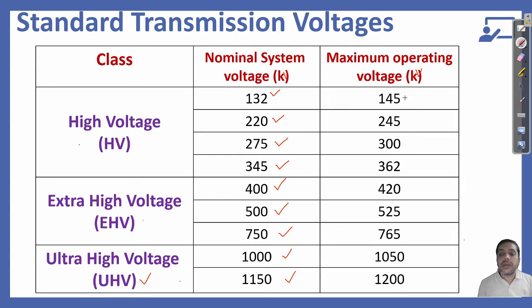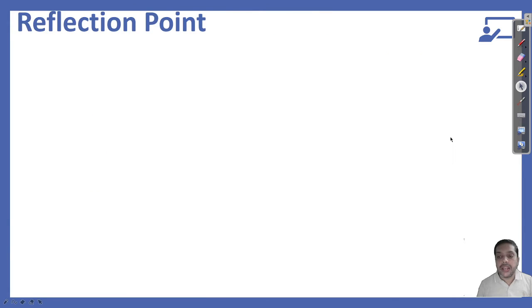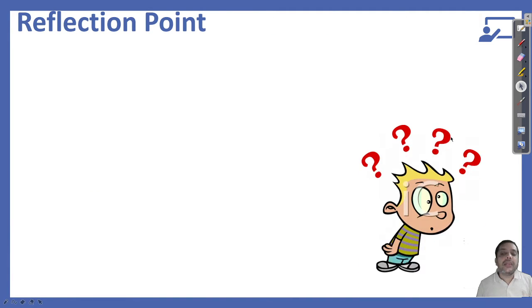But for the maximum operating voltage, 132 kV equipment must sustain 145 kV. For 220 kV, equipment must be qualified for 245 kV. Likewise, 1150 kV equipment must be standardized for 1200 kV. You know that in Nashik we have a 1200 kV testing lab designed by Crompton Greaves, Nashik. It is one of the biggest indoor labs available in India for testing equipment of 1200 kV.